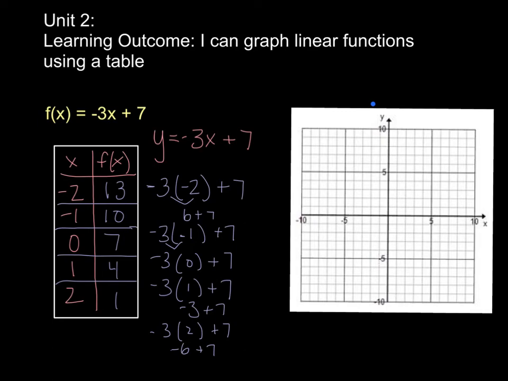Negative 1 is at 10. Okay. 0 is at 7. 1 is at 4. That's pretty close. And 2 is at 1. Okay, so then I make my line through there, and I'm going to make my line a little thinner than the points themselves. And here we go.